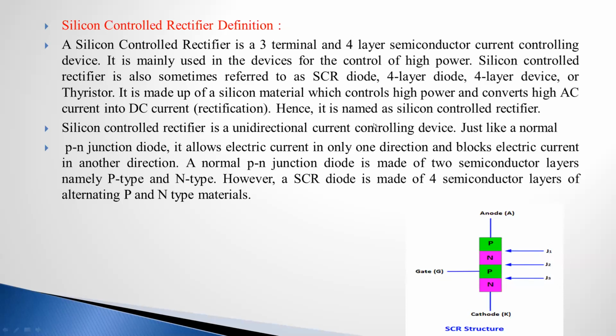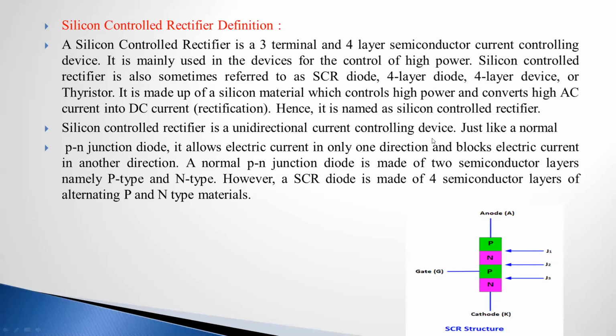Next, silicon controlled rectifier is also sometimes referred to as an SCR diode or four-layer diode. It is a very rare usage, but mostly we will say SCR or thyristor. Next, it is made of silicon material, which controls high power and converts AC current to DC by rectification. Hence it is named silicon controlled rectifier. Silicon controlled rectifier is a unidirectional current controlling device.